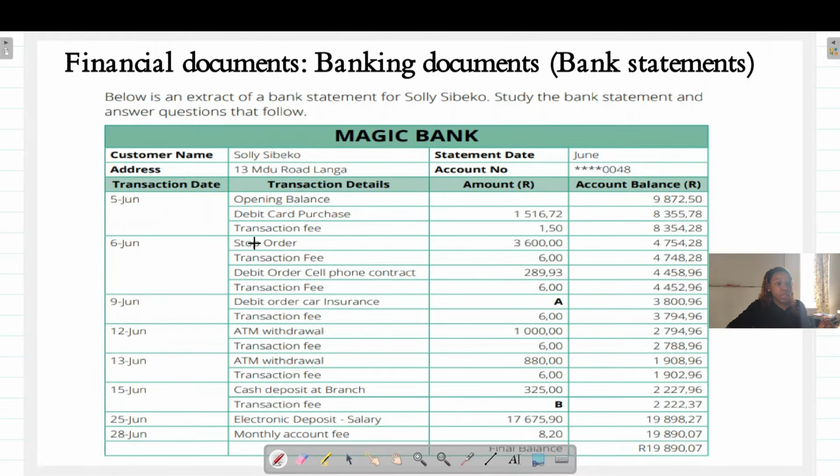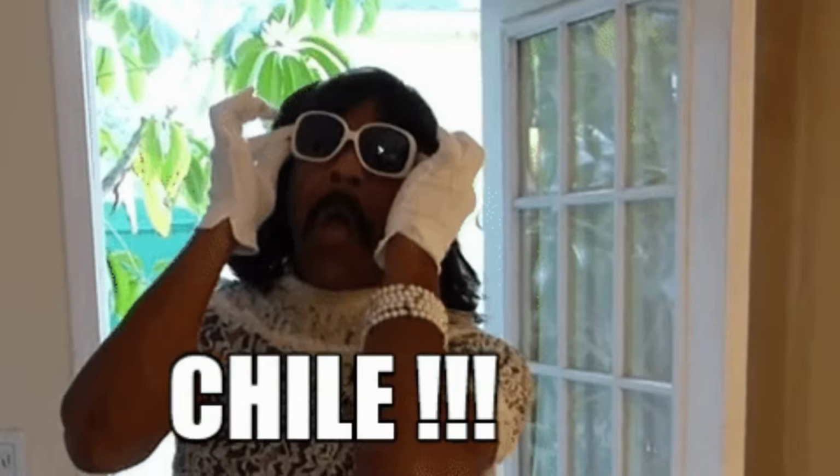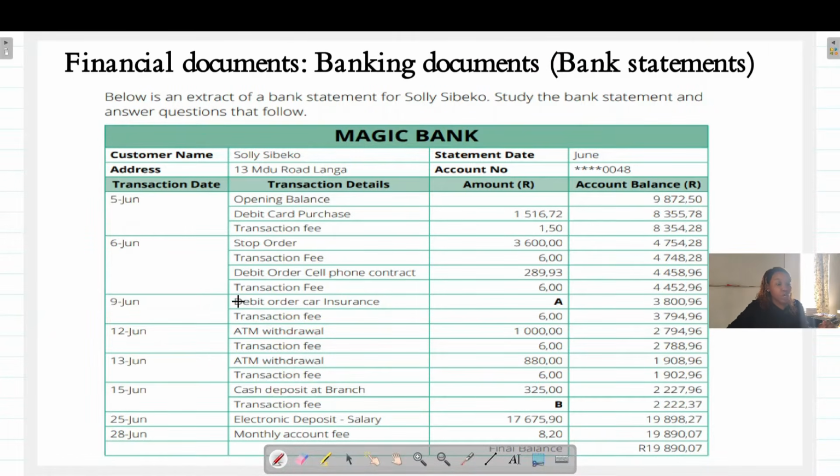So we see here that there was a stop order that went off of 3,600, and then when that stop order went off, right, we can see that in his account he was left with 4,754.28, right? And then we see, because there was another transaction that went off, right, money came out of the account, he was charged another transaction fee. This bank charges transaction fee after transaction fee for every single transaction that goes off in his account. So this is not a good bank that Solly Sibuko banks with, right? But anyway, we are still going to continue, right?